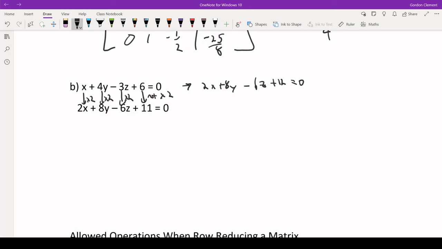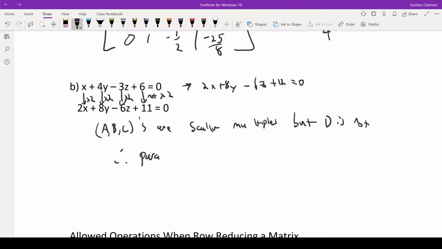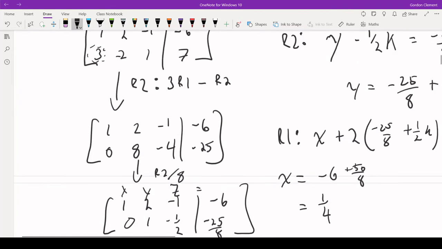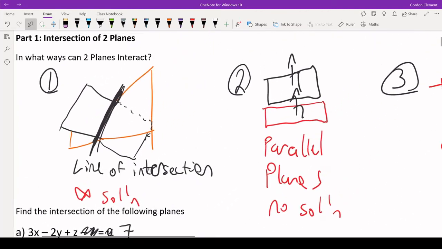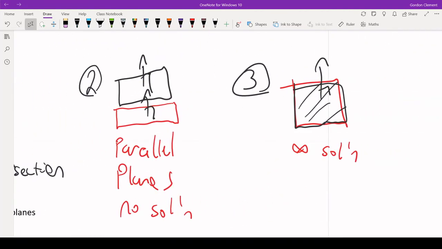But since their normal vectors, so a, b, c, are scalar multiples, but d is not, their normal vectors are going in the same direction, but they are different planes. Therefore, we know that these are going to be parallel planes, and there's going to be no solution. So again, we're going back to these pictures. The normal vectors are in the same direction, but they are different planes. So it's picture 2, not picture 3.